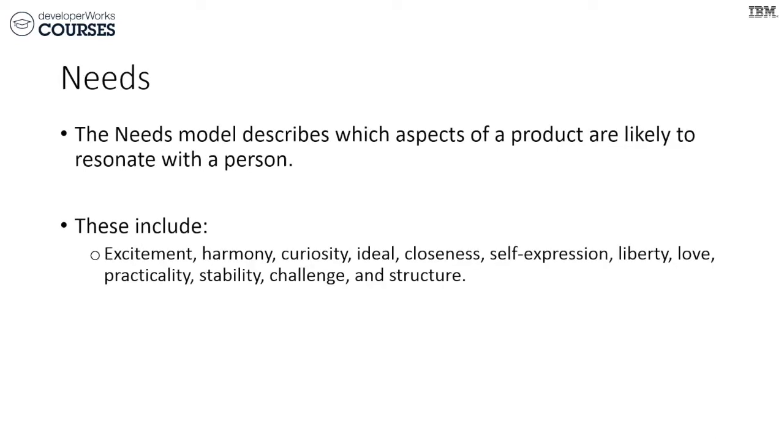Another response you get from the service are the person's needs, and this needs model describes at a high level what aspects of a product are likely to resonate with a person. So there are actually 12 needs that are described in this model, and this includes excitement, harmony, curiosity, ideal, closeness, self-expression, liberty, love, practicality, stability, challenge, and structure. And so these needs are again going to give you a different aspect of the personality, but more around what they're looking for when they make a decision to buy something, or what they're looking for in products specifically.